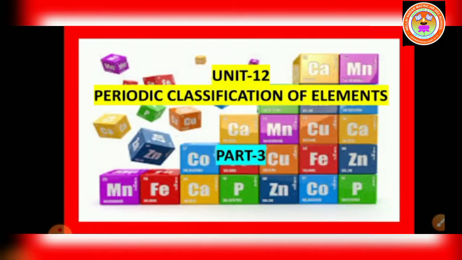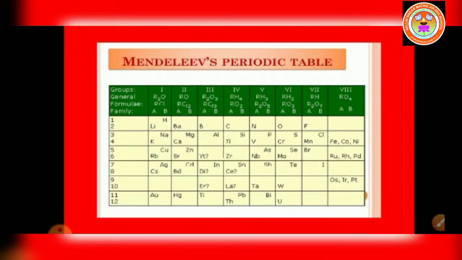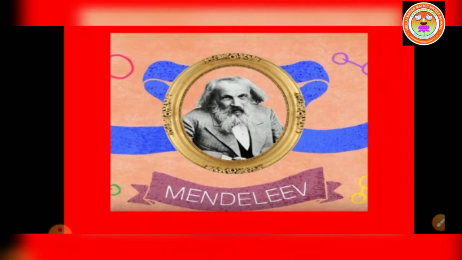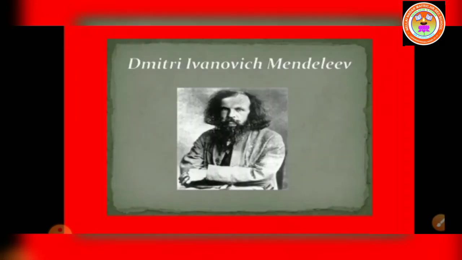Unit 12, Periodic Classification of Elements, Part 3. Children, today we will study about Mendeleev's periodic table. Children, this is Dmitry Ivanovich Mendeleev. He was a Russian chemist.